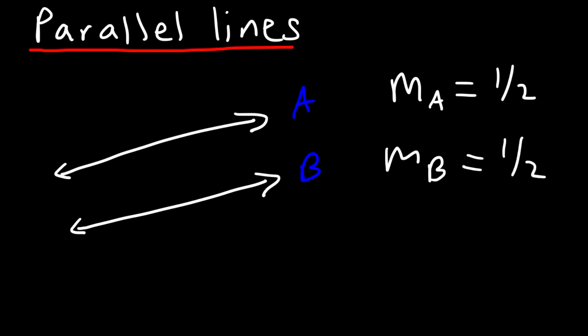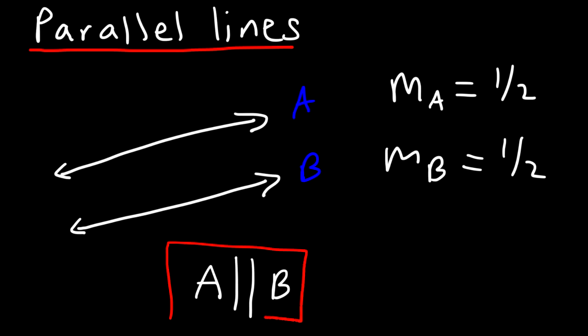And the way you can describe that these two lines are parallel, the geometry symbol for it looks like this. So you say A is parallel to B. So you would use two lines to indicate that A is parallel to B.